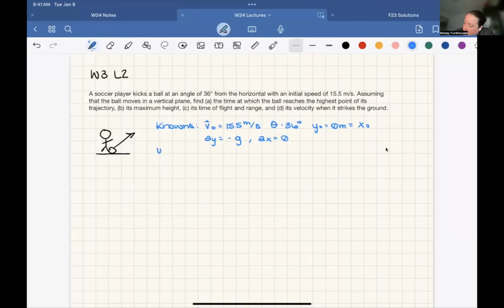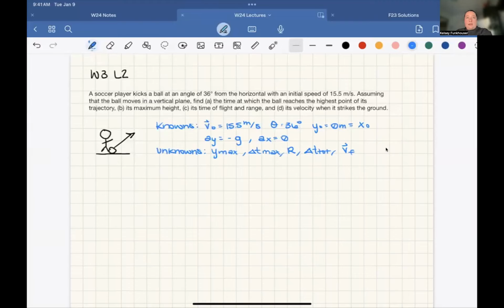And then there's lots of stuff we don't know, especially because there's lots of stuff we're asked for in this problem. So we don't know this maximum height. We don't know the time to the maximum height. We don't know the range. We don't know the total time. And we don't know the final velocity.